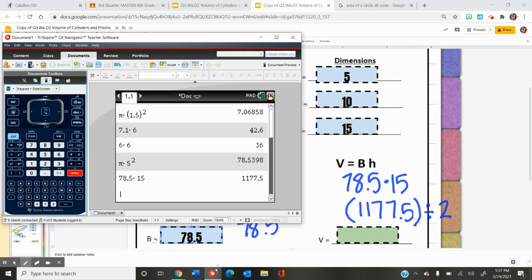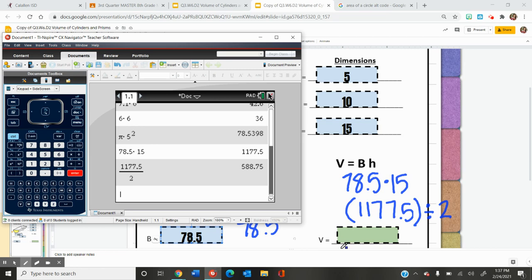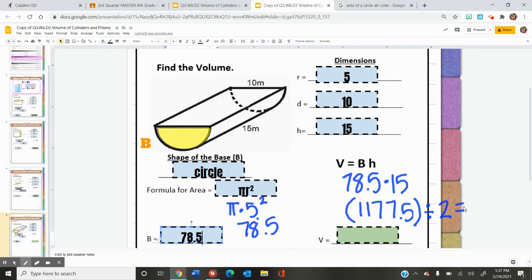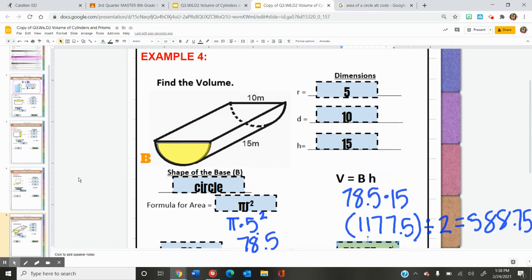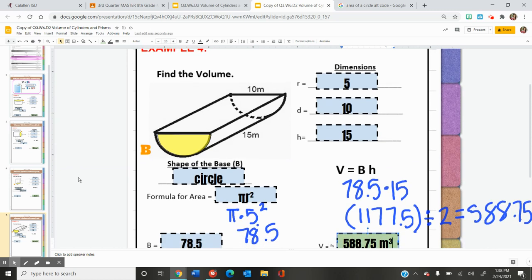So in my calculator, I'm going to take 1,177.5, and I'm going to divide that by 2. And now I have found that the volume for this cylinder is 588.75 meters cubed. So volume equals 588.75 meters cubed. And to get the cubed, we're pressing Alt 0179, and it'll bring up the superscript 3. Okay, so that was finding volume for cylinders and prisms.